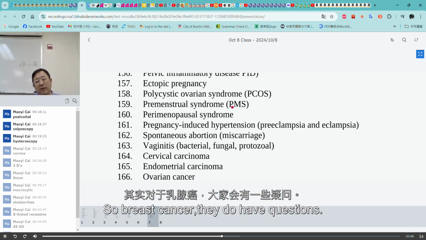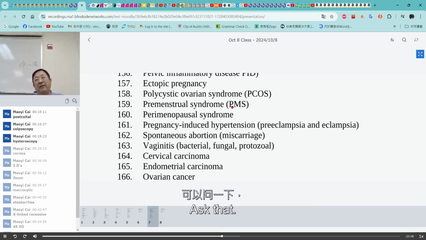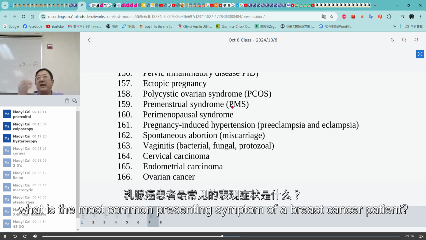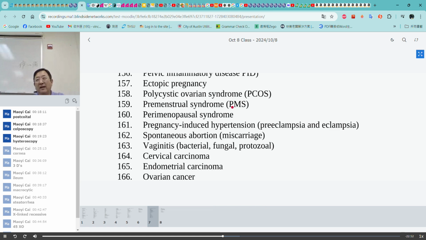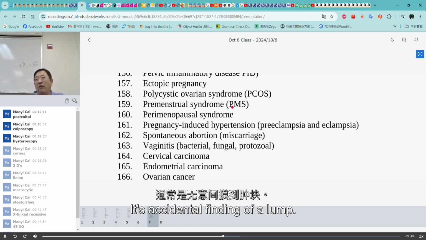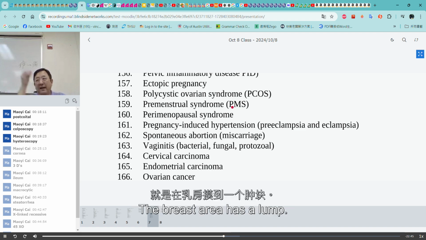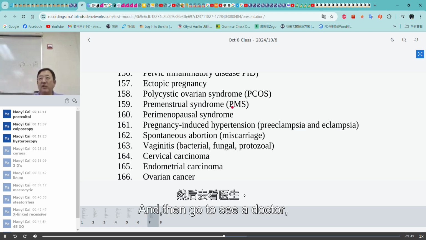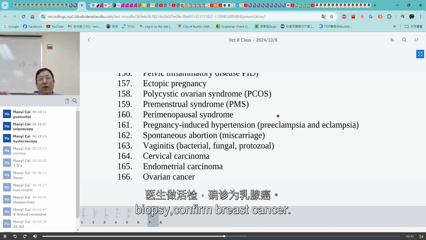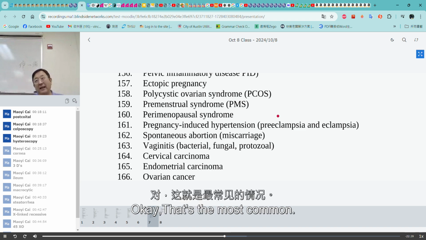For breast cancer, they do have questions. First, what is the most common presenting symptom of a breast cancer patient? It's the accidental finding of a lump. Accidentally, they find the breast area has a lump, and they go to see a doctor, and a biopsy confirms breast cancer. That's the most common.